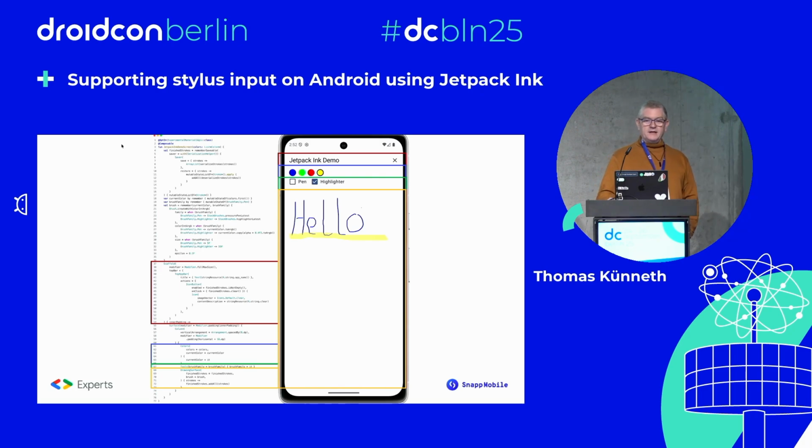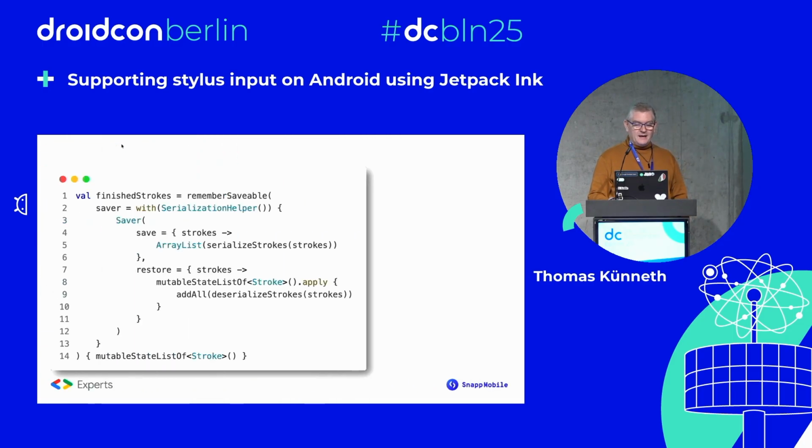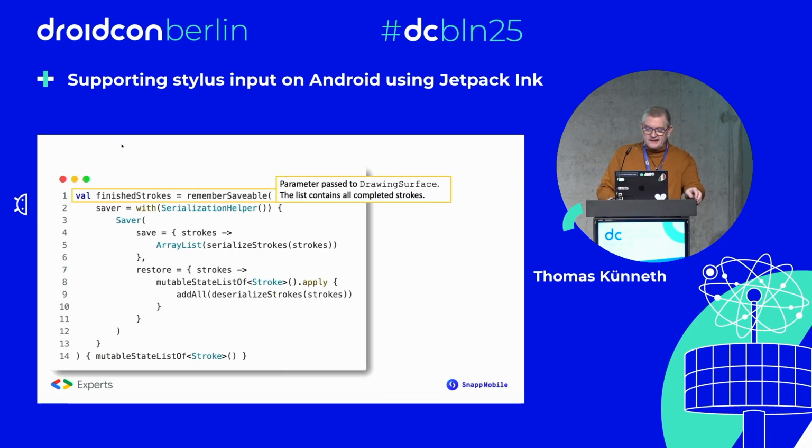So this basically covers half the code you probably cannot read on screen, but there is another part where you may be wondering, what's this about? Well, let's have a look. These are the bits and pieces that prepare the usage of the Ink API. What we have here is I'm maintaining a state which I call finished strokes.